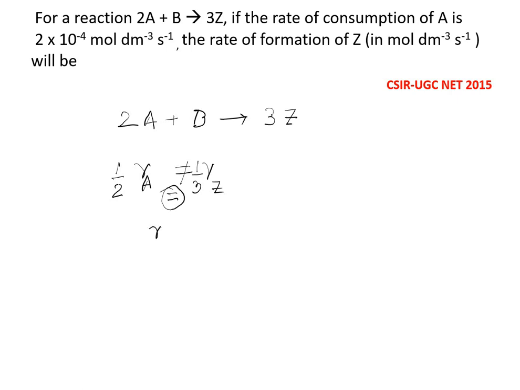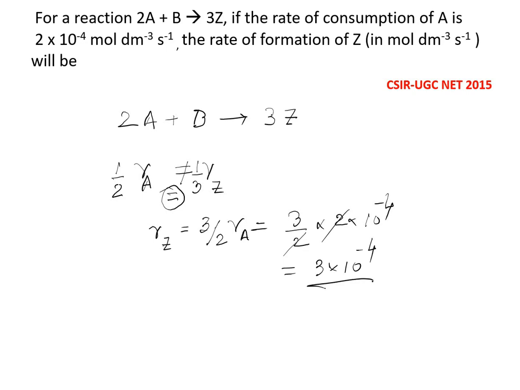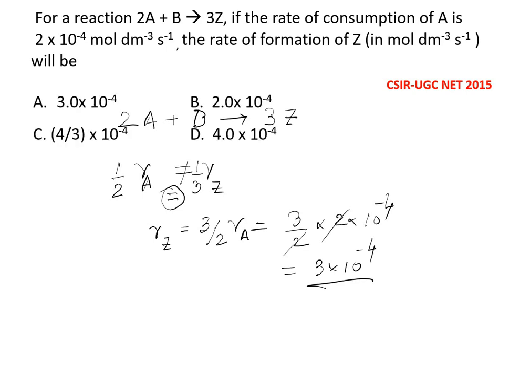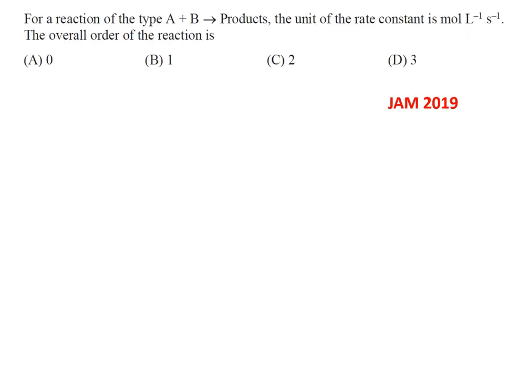So RZ, that is 1/3, is equal to 3 by 2 RA. RA is given, so 3 by 2 into 2 into 10 to the power minus 4 units. So it gives you 3 into 10 to the power minus 4. So let us see the options. So the option is 2 4. Yes, the option is A. Okay. Let us go for the second problem.